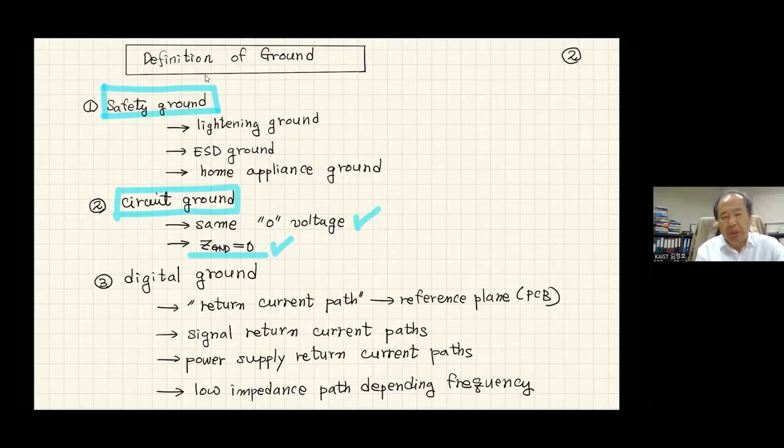So in the circuit class, we may have circuit ground with these definitions, but actually we may not have this kind of circuit ground in digital system.